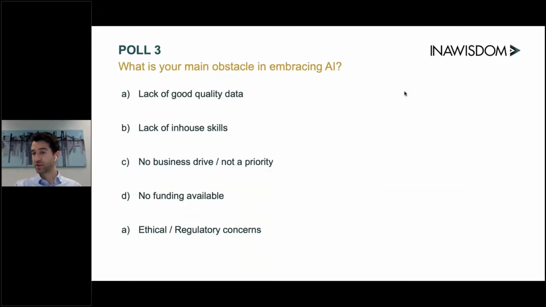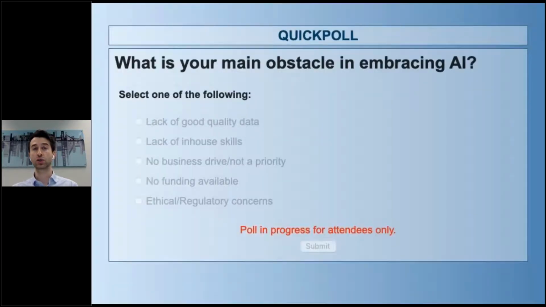Okay, now it's time for me to catch my breath, and I think we have another poll for you. The question now is, what is your main obstacle with AI? It's interesting here, I threw in the idea of ethical and regulatory concerns. I'll be quite interested to see how you respond to these.